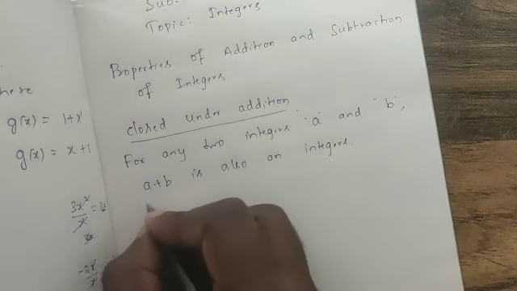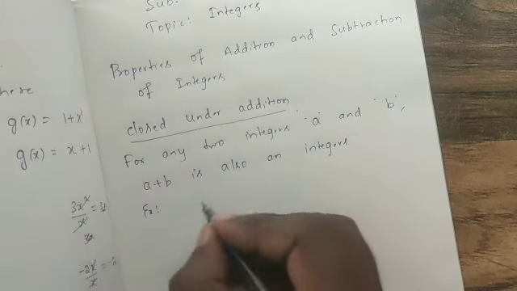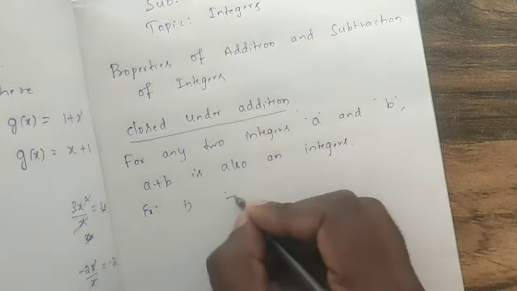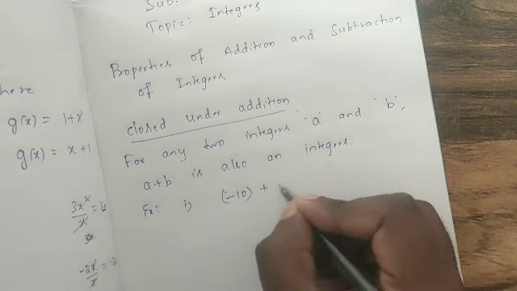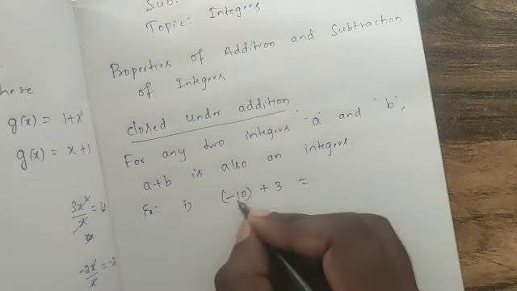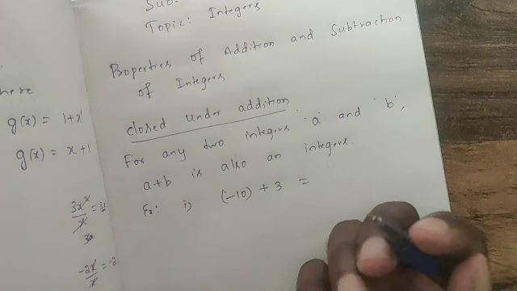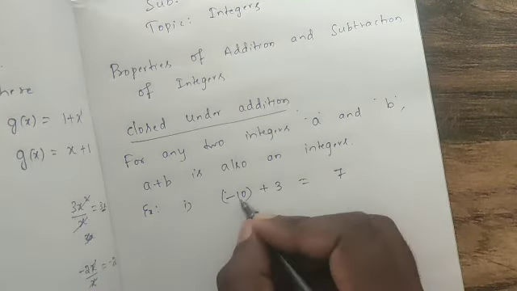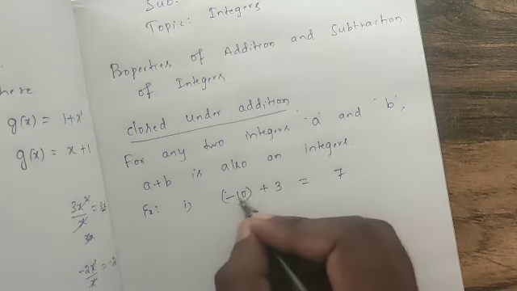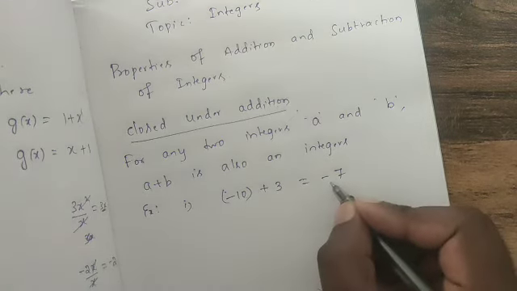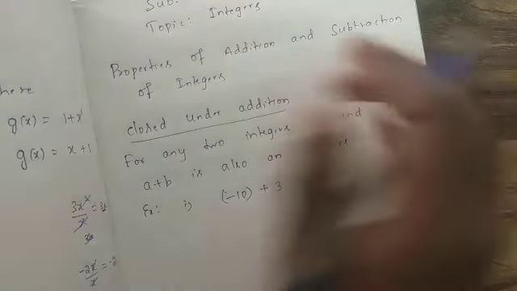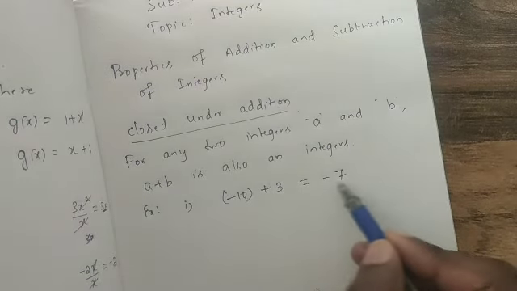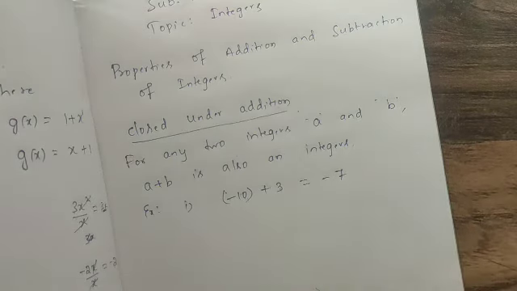Example, you can take minus 10 plus 3. So what is the answer? One plus, one minus, so we have to subtract. If you subtract 3 from 10, it will become 7. The higher value between 3 and 10 is 10, and before 10 I have a negative sign. Minus 7 is the result. Minus 7 is also an integer. These two are integers, we are adding, and we get minus 7, which is of course also an integer.